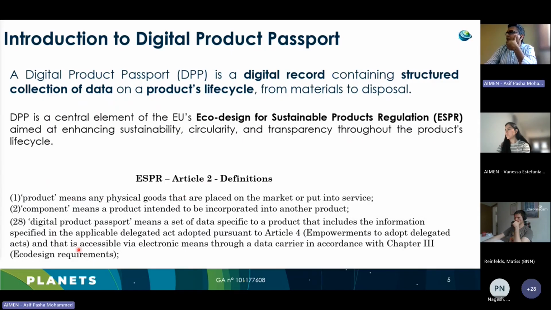So these are some of the definitions from the ESPR Article 2. Product here means any physical goods that are placed on the market or put into service. And the component means a product intended to be incorporated into the product. The digital product passport is a set of data specific to the product that includes the information applicable, specified in the delegated act adopted pursuant to the articles. So this is related to the kind of products that are going to be covered as part of the ESPR.